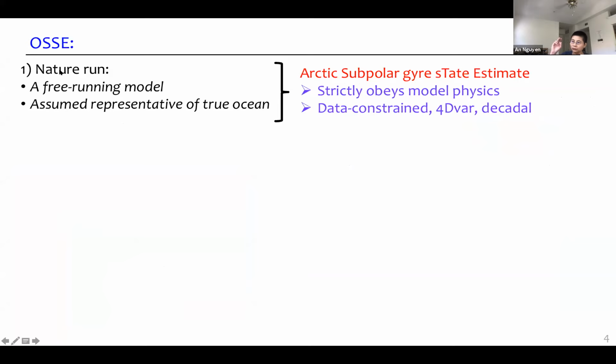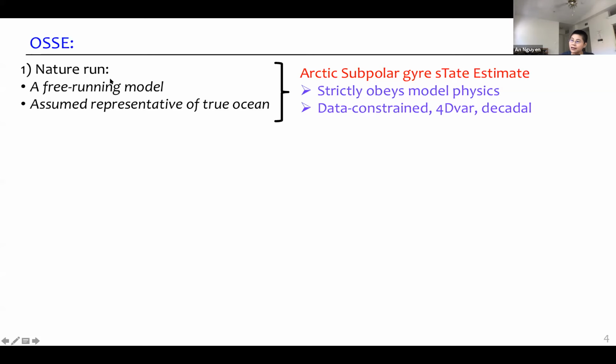So for the nature run, our understanding is that it should be representative of the true ocean. And for that, we use the Arctic subpolar state estimate, which is an adjoint-based state estimate that takes into account all of the available data we have at decadal time scale. And we know that it strictly obeys the model physics, and therefore we can understand flows and budgets, etc.